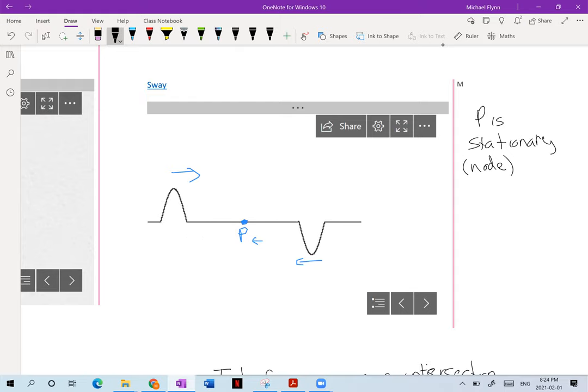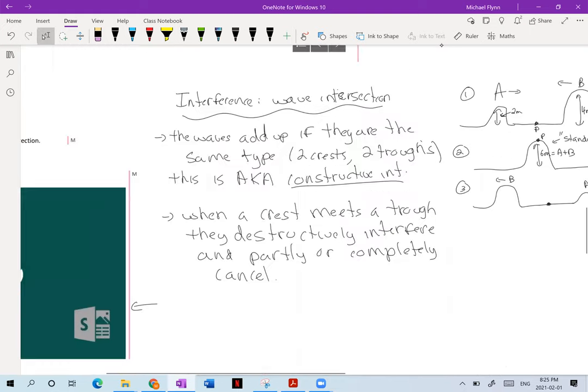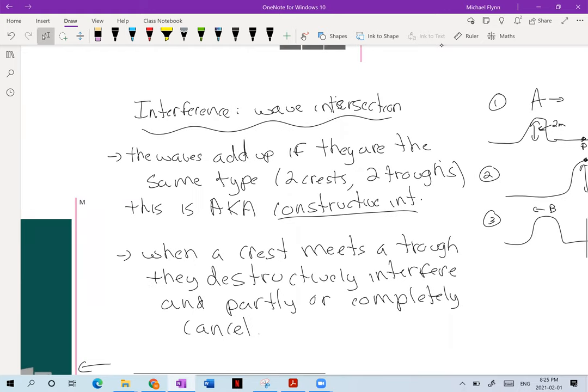And so we call this principle interference, or the principle of superposition, when the two waves meet and they add up when they're both the same kind of wave. So for example, two crests would produce a supercrest, two troughs produce a super trough. But a crest and a trough, if they're the same size, can produce a stationary point called a node. All right, so we call this phenomenon interference, and like I said, I saved the best for last.